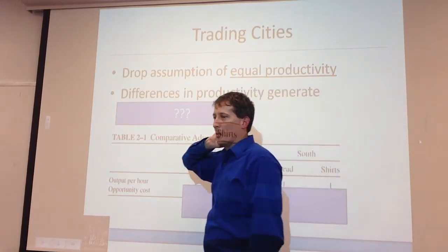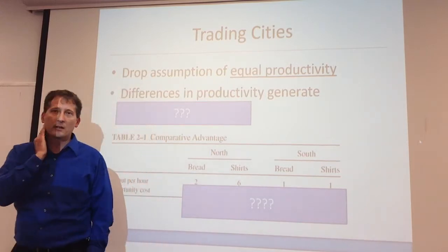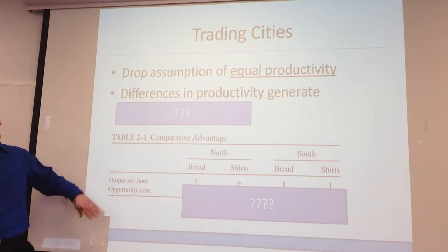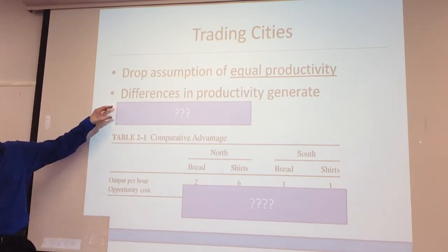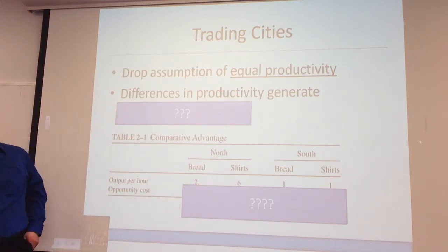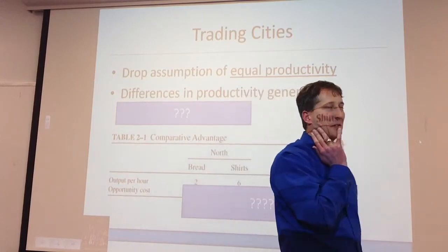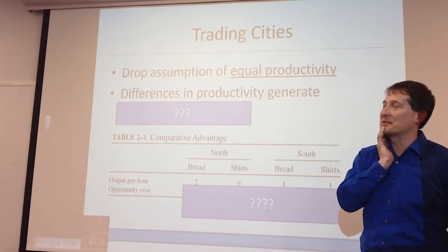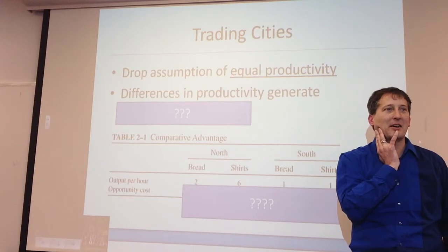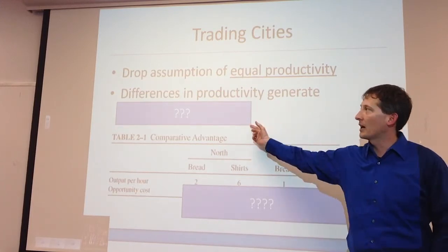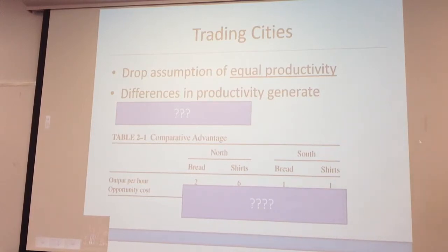If we allow one group, whether we want to call it a country, a city, one place, or a different household, whatever it is, if we allow one to be more productive than the other, what does it generate? I don't think I said the word yet. We've danced around the issue. It's back to kind of the heart of trade, comparative advantage. So we've got comparative advantage being generated from differences in productivity.